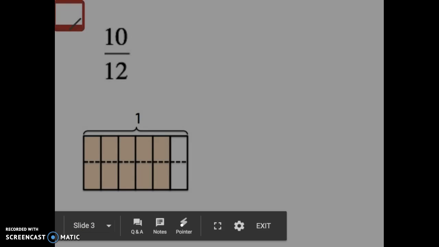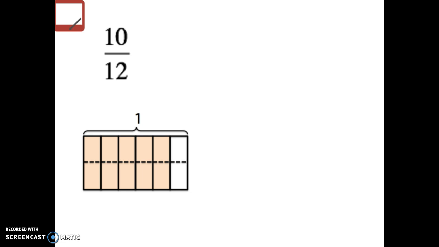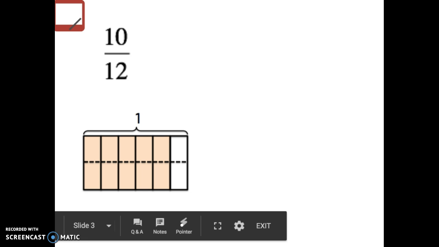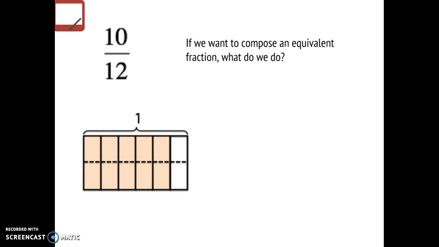All right, let's go ahead and look at our first example of 10/12, and the area model has actually already been drawn for you. If we are composing an equivalent fraction using multiplication, we talked yesterday about multiplying both the denominator and the numerator by the same number. But what about when we're using division? What could we do? Now, hopefully you came up with the conclusion that you divide both the numerator and denominator by the same number, and that would be correct. So for this example in 10/12, what would you divide each number by?